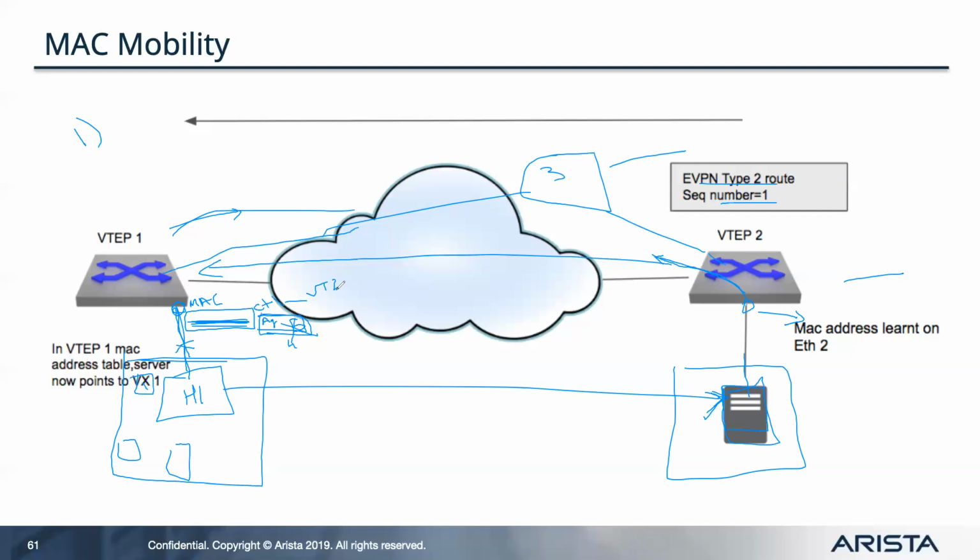So depending on the scenario or situation, either we send out a withdraw from VTEP1 or we receive an update message from another VTEP and we change the MAC address table, right? Is it clear?